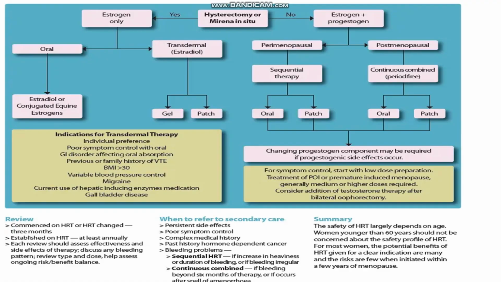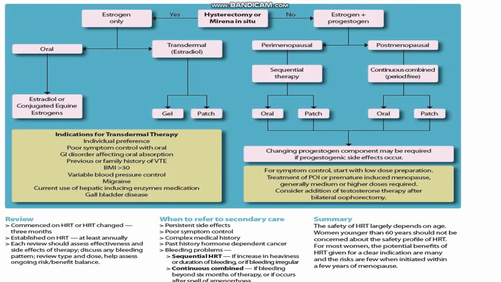This is the flow chart showing the administration of the estrogen and progesterone proportion. This is the summary of the hormonal administration in the patient. We know that if the patient is hysterectomized, then estrogen only is given, either in the form of oral estradiol, conjugated equine estrogen, or transdermal estradiol, that is, in the form of gel and patch.